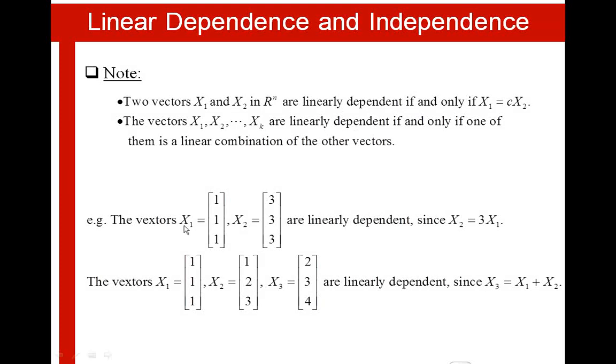Example, the vectors x1 and x2 shown here, 1, 1, 1 and 3, 3, 3, are linearly dependent since x2 is equal to 3x1. Same thing here, the vectors x1, x2 and x3 are linearly dependent since x3 is equal to x1 plus x2.